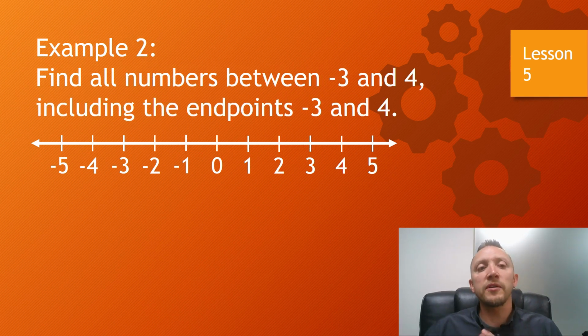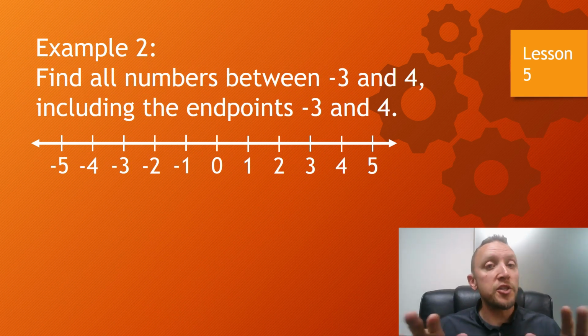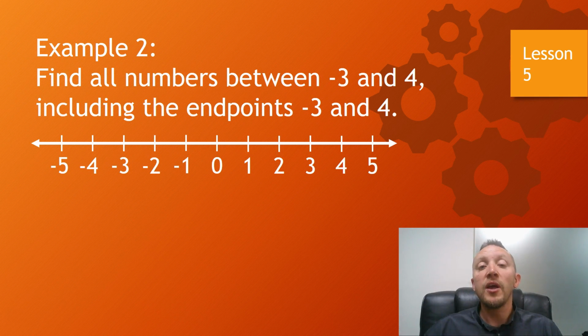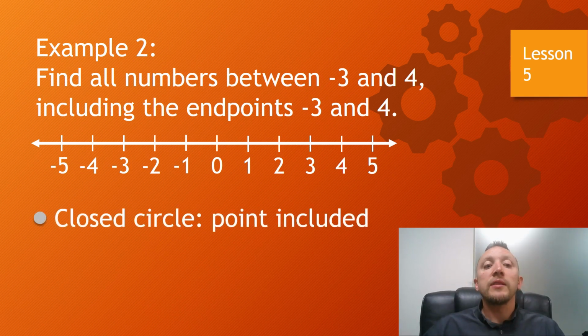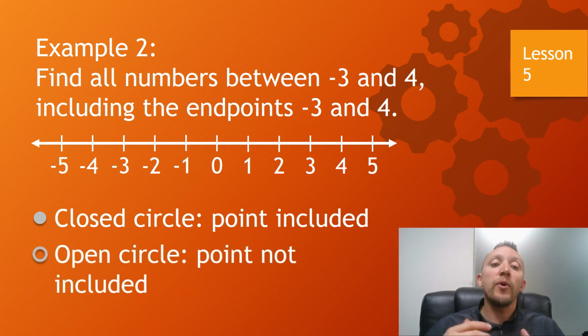Let's look at another example. This one's worded a little different. This one says find all numbers, not just the odd numbers, find all numbers between -3 and 4, but it also follows that by saying we're going to include the endpoints, -3 and 4. Now when we're working with the number line, we're going to use different kinds of circles. Sometimes it's going to be a closed circle, sometimes it's going to be an open circle. Well, what do those mean? We use a closed circle when the endpoint is included. We use an open circle when the endpoint is not going to be included. So in this situation, we are going to include -3 and 4, so we'd put a closed circle at -3, and we'd put another closed circle at +4.